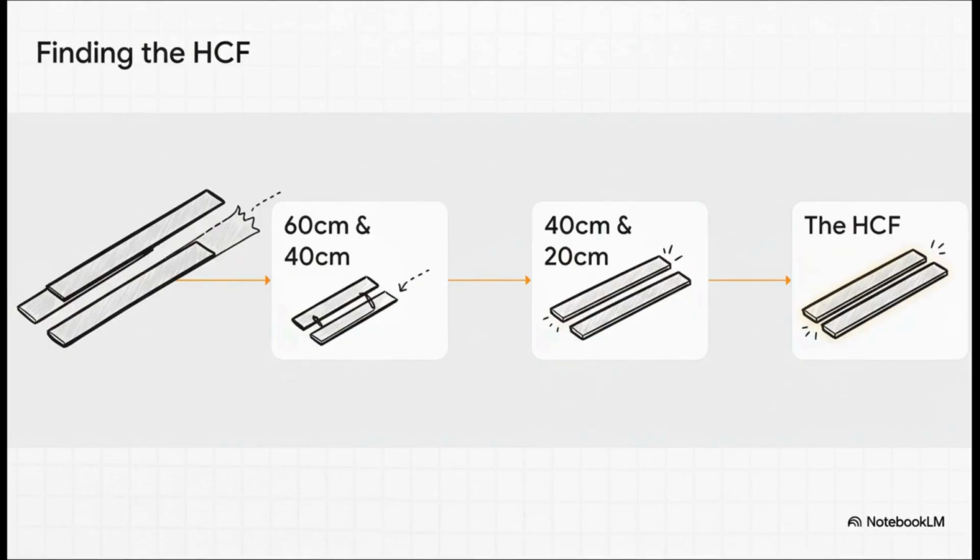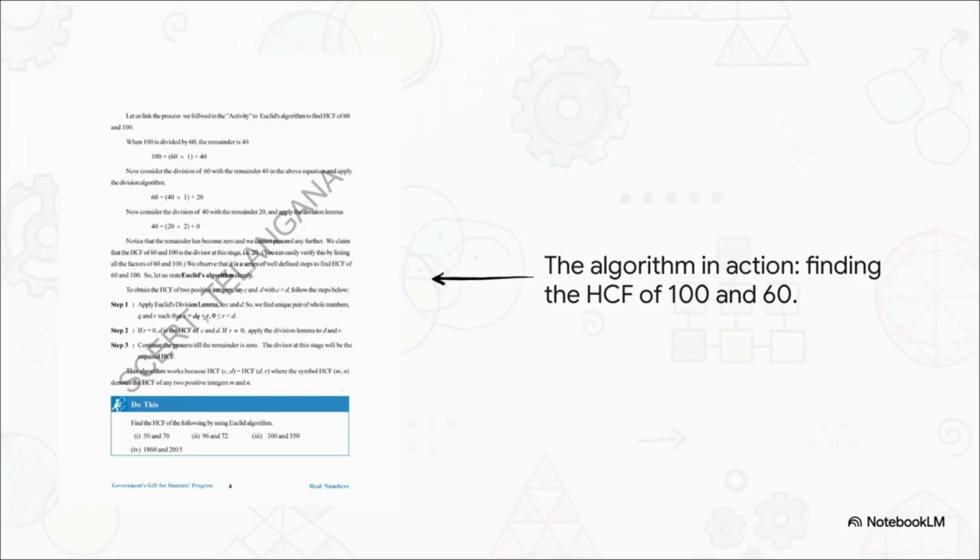Simple as that. And here's what that paper strip activity looks like in pure math. You can see it right there. 100 divided by 60 gives you a remainder of 40. Then you take the 60 and divide it by 40, which leaves a remainder of 20. Finally, 40 divided by 20 leaves a remainder of 0. Boom. That last non-zero remainder, 20, is our highest common factor. It's just a beautiful, clean process.